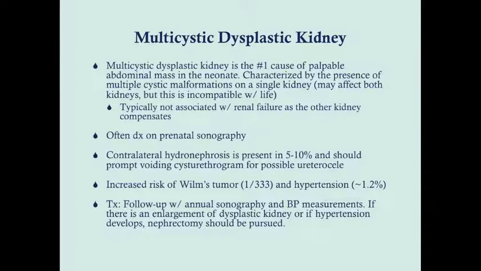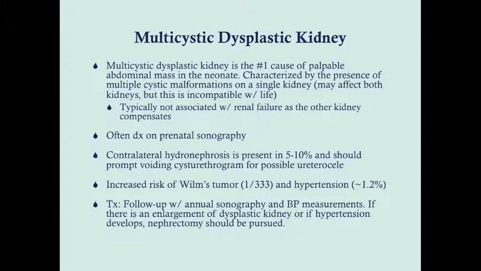All right, moving on to something else, multicystic dysplastic kidney. This is the #1 cause of a palpable abdominal mass in the neonate, and it's characterized by multiple cystic malformations on a single kidney. It can affect both kidneys, but that's going to cause Potter syndrome. Now, if you see cysts on both kidneys, that's probably autosomal recessive polycystic kidney disorder.